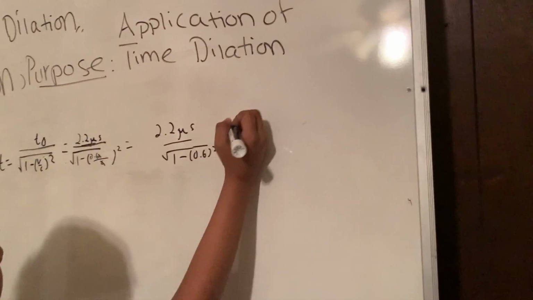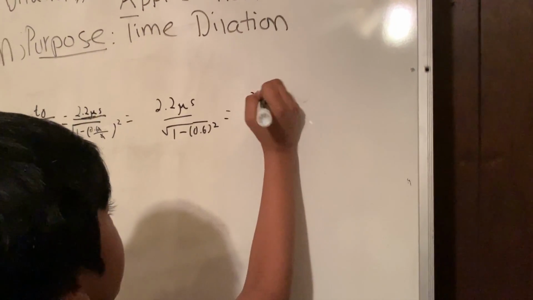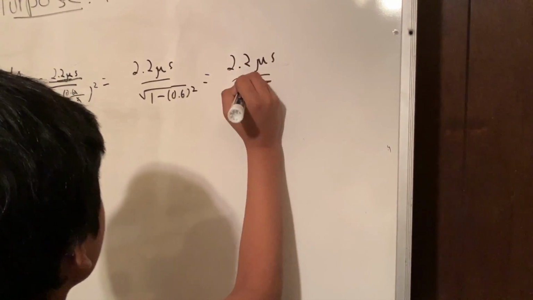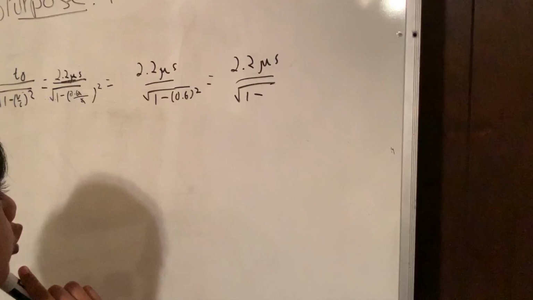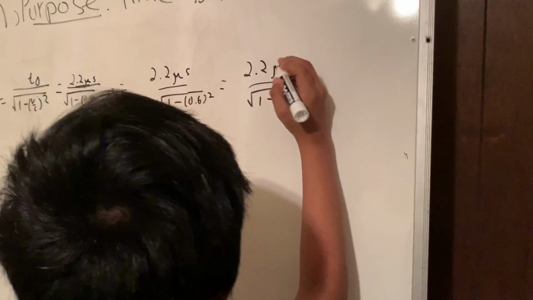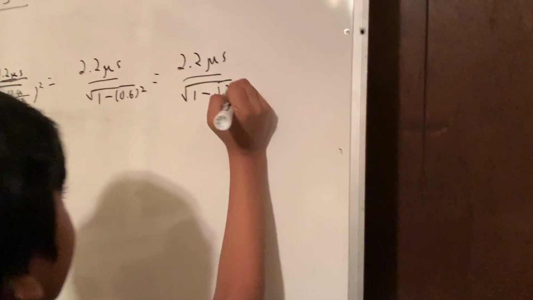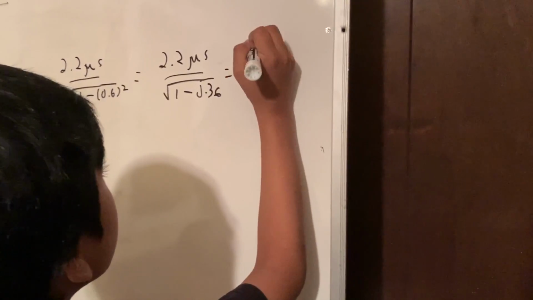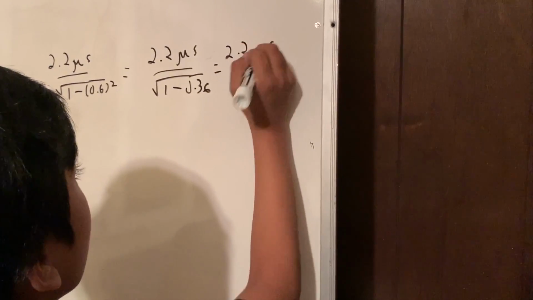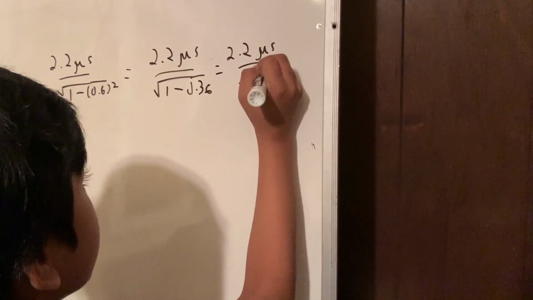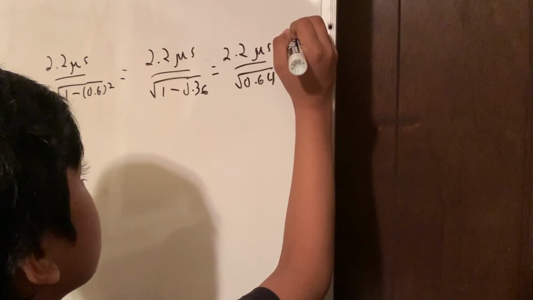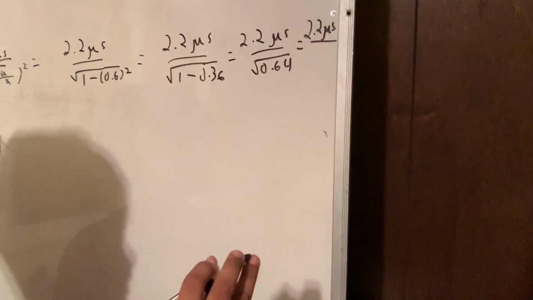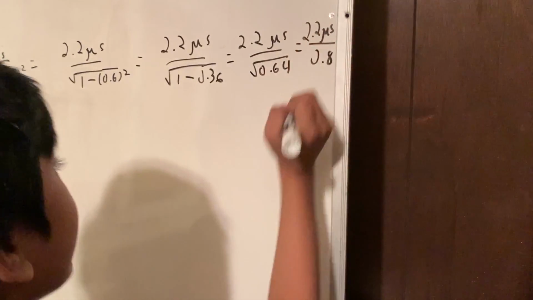So now, 2.2 nanoseconds over the square root of 1 minus 0.6 squared, which is equal to 0.36, I believe. Now, that's going to be equal to 2.2 nanoseconds over the square root of 0.64, which gives us 2.2 nanoseconds over 0.8, as the square root of 0.64 is 0.8, I think.